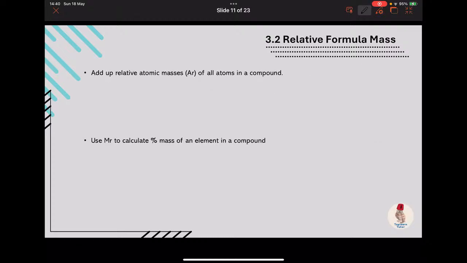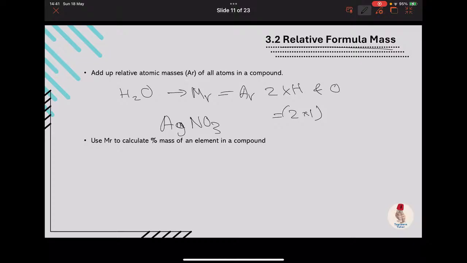Next, we have relative formula mass. This includes simple stuff such as H2O. Now, you could be given anything such as AuNO3 or silver nitrate, AgNO3. Now, it is not hard. All you need to do is get the Mr of each. The Mr equals the atomic mass of 2 hydrogens and an oxygen. Now, this is 2 times 1 plus 16, and this is 18. That is the formula mass of water, which is 18.